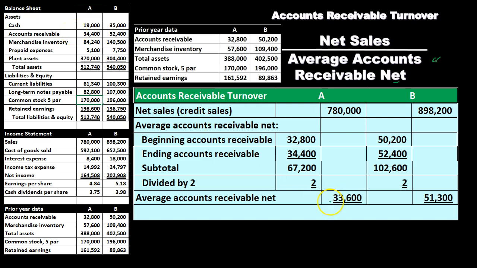Then we're going to pull out the accounts receivable net into the outer column so that we can then calculate the outer column, which represents our formula up top. Here's our formula. Now we have net sales. Now we have the average accounts receivable, and we can calculate this out. Notice how small this formula is up top and the actual calculations you have to do down below.